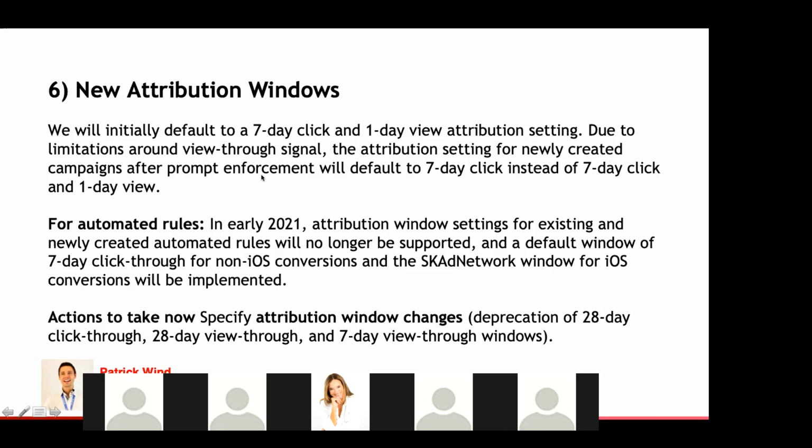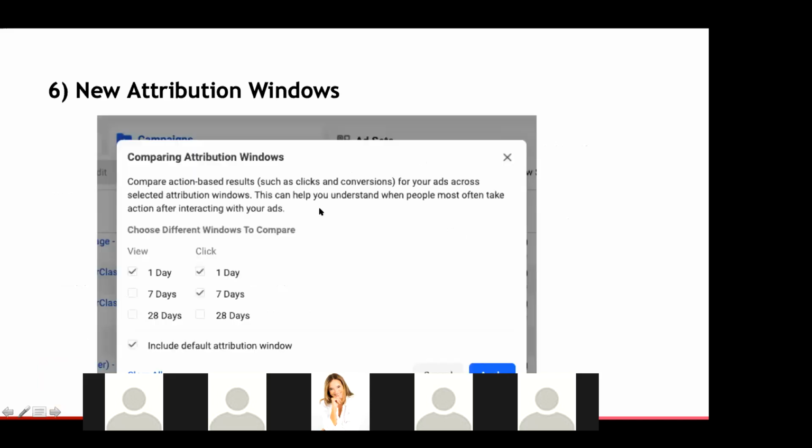So in the upcoming months, the default, which is now 7 day click and 1 day view, is only going to be the 7 day click, which is not ideal, but it's also not a big problem because you can always go inside it and you can always activate the view attribution again.